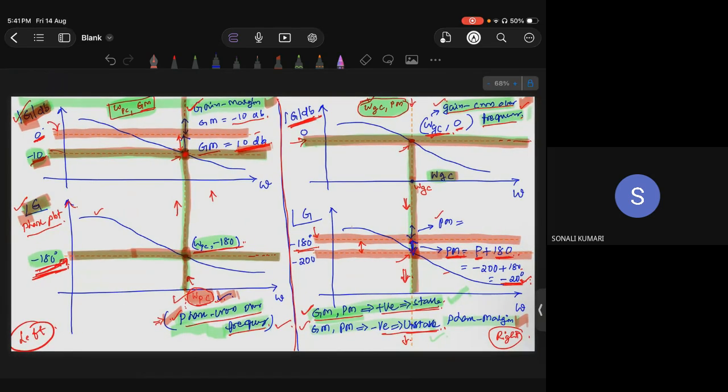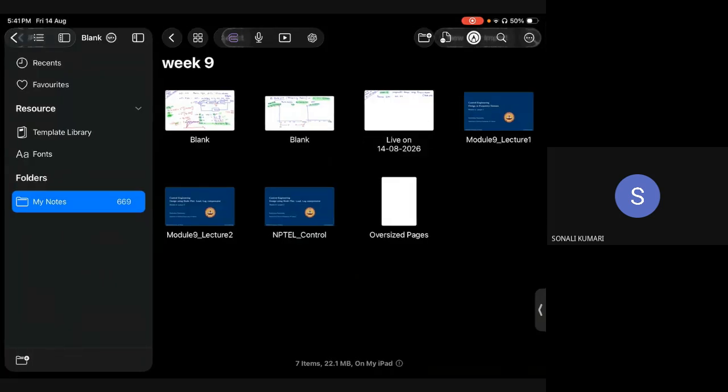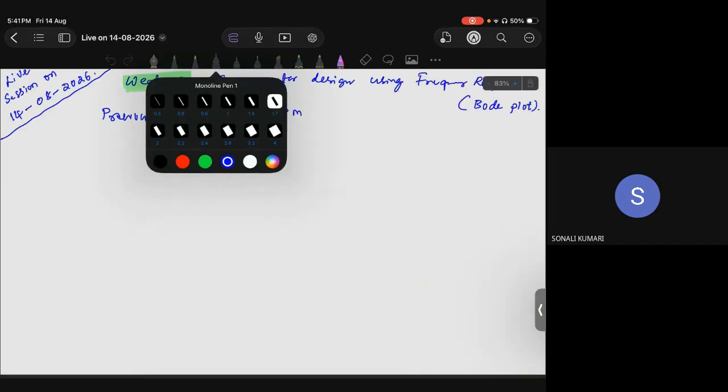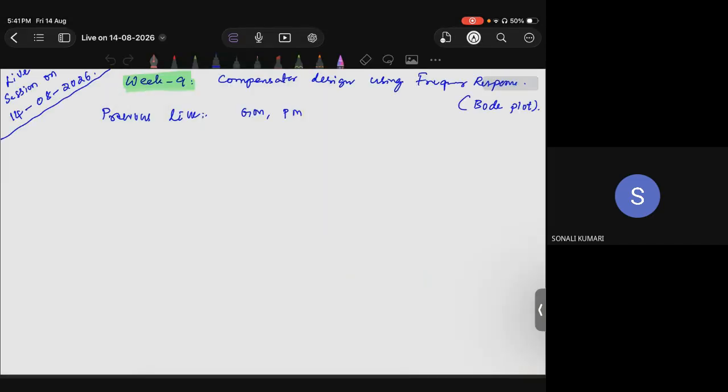Then we will now solve one or two problems using these calculations, finding the gain margin and phase margin, so you'll understand in a better way.